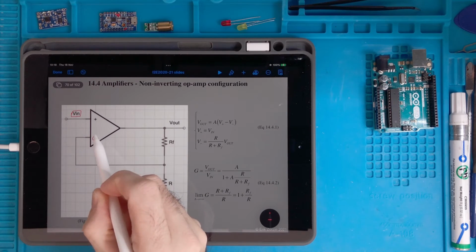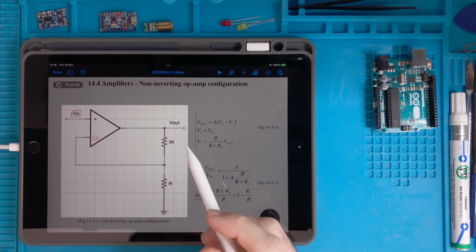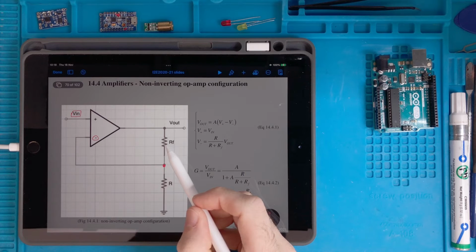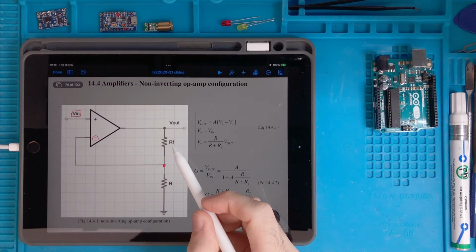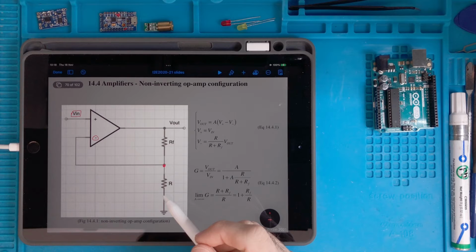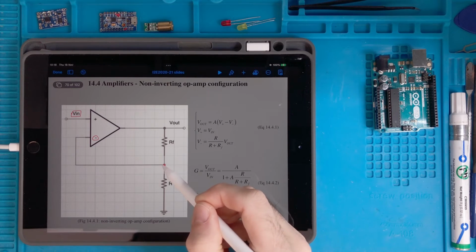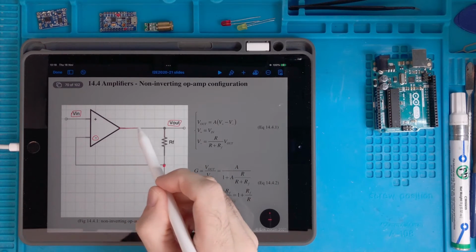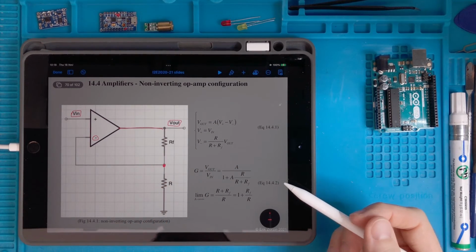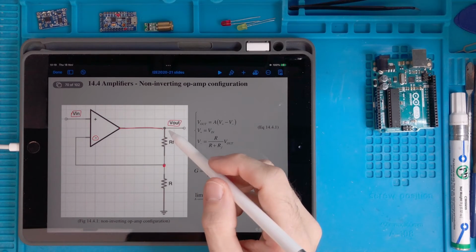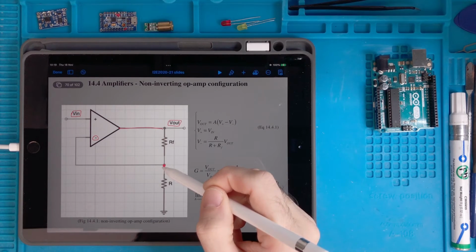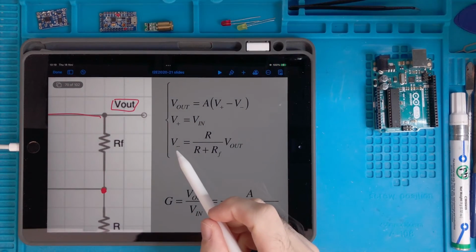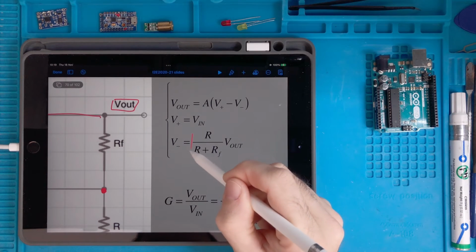While the minus input is connected as the output of a voltage divider made by those two resistors, RF, R feedback, and R. And this voltage divider is powered up not by VCC but by V output. So we know how to solve this voltage divider, and we can calculate that V minus is this.